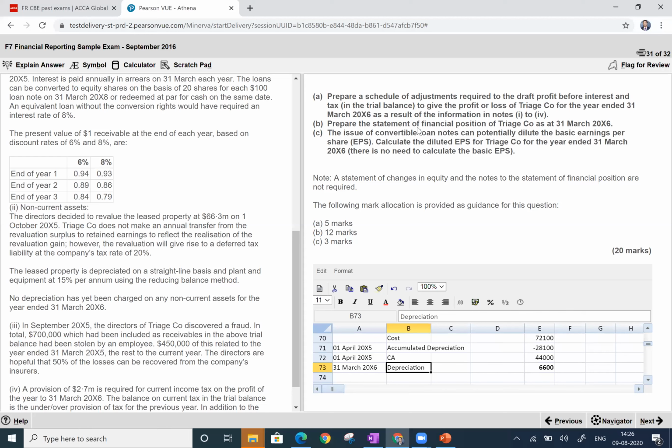It's not 6 by 12. Don't confuse. That is plant and equipment. It is for an entire full year, because with plant and equipment, you have not done anything. So for plant and equipment, depreciation is for a full year. Okay, don't do 6 by 12. Yes, it's a full year.